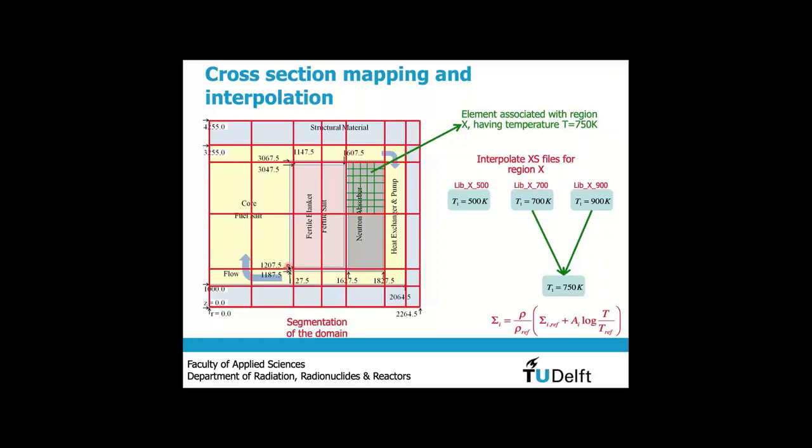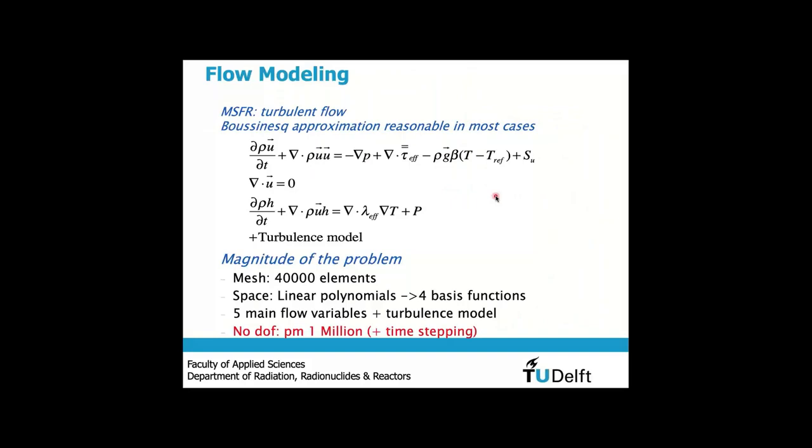To a certain cross-section region, and you will choose from the files that belong to that region to interpolate your cross-sections for a given temperature. So here files are given for 500 and for 700 and whatnot, and you have actually a temperature of 750, so you would need to interpolate two files to get to the correct temperature. And that is then usually done in a logarithmic fashion. Okay, so that's how that part is taken care of.